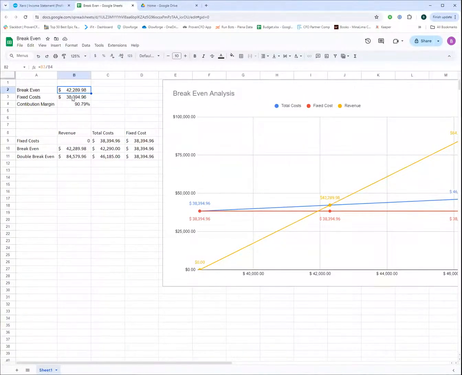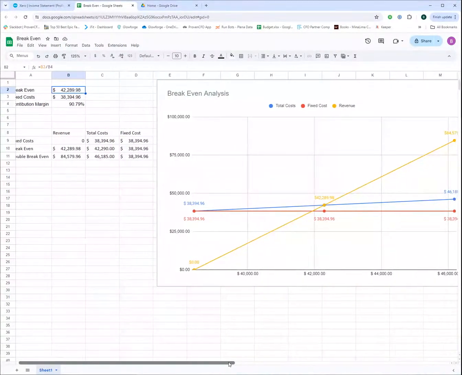So basically, we're saying in order to break even, just make just enough money to keep the business alive and not have to spend any additional cash or resources to the business, we would need to do 42,289. I then like to put together these nice little graphs to try to help visualize a break-even analysis.